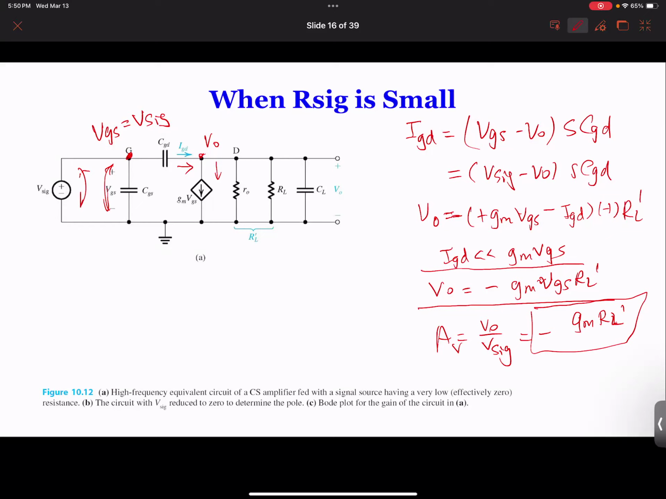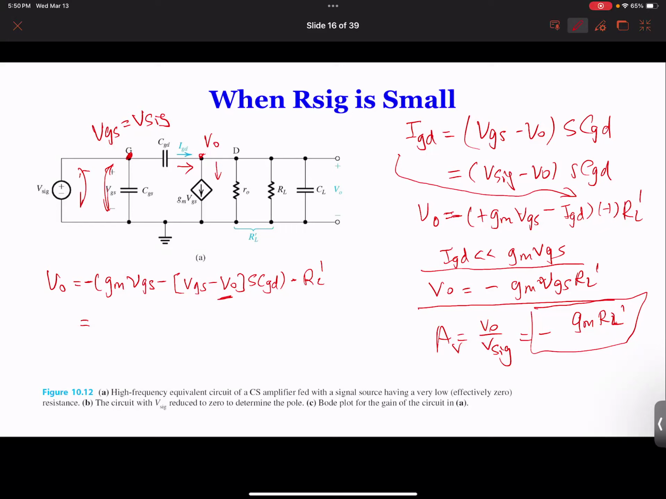If we don't neglect VGD, then we'll be able to plug in IGD over here, and then we can get VO. So let's write it. VO equal to minus gm VGS minus IGD, which is VGS minus VO times sCGD, times RL prime. So you can see the difference here now is one VO in here.